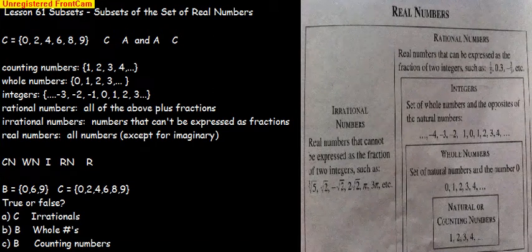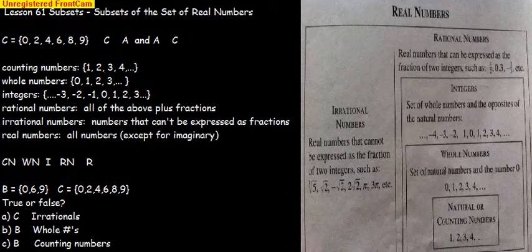Alright, let's get right into Lesson 61, subsets of the set of real numbers. Now, you've been doing this probably since you were in second grade. It's probably time to really understand it and get it. These are actually on the SATs, knowing what an irrational number is, a rational number, integer, whole number, natural number. So, if you haven't gotten it yet, this would be a good time to try to get it.